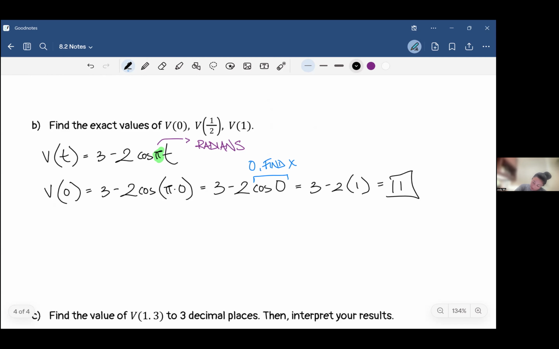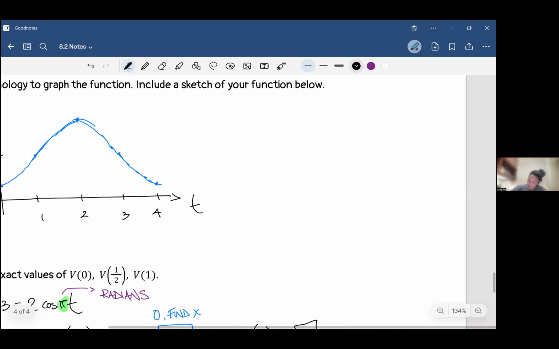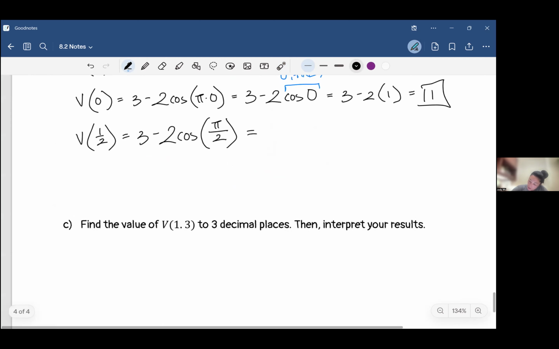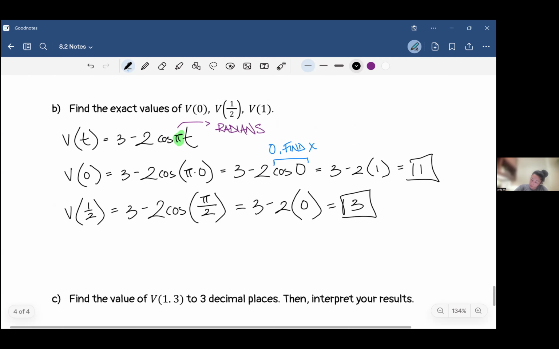Okay. We're going to do the same thing for v of 1/2. We get 3 minus 2 cosine of, let's see, pi over 2. Okay, look at this. This is another nice angle on our unit circle, right? So I can go 3 minus 2 cosine of pi over 2. When I go to pi over 2 and I find the x value, I'm going to find 0. So I really get 3 minus 0, or 3.